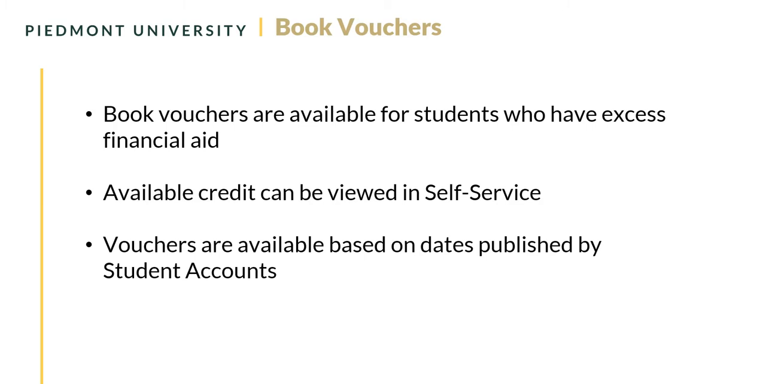Earlier, I mentioned a credit balance. Remember that dash in front of the amount? That meant after charges and financial aid were finalized, there was a credit or a refund due back to you or your parent. If you wish to use your financial aid to purchase books, you may do that using a book voucher in the university bookstore. All you need is your student ID number. Book vouchers are available based on dates published by Student Accounts.